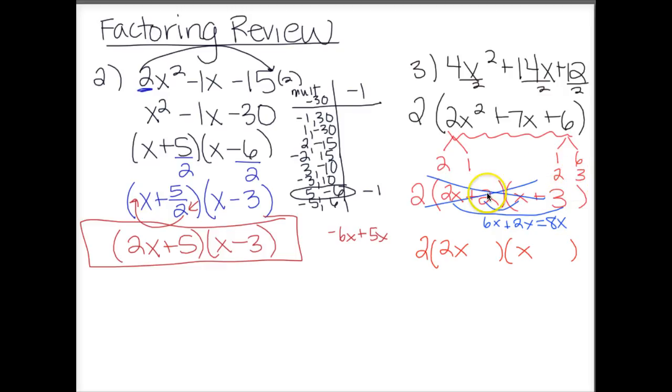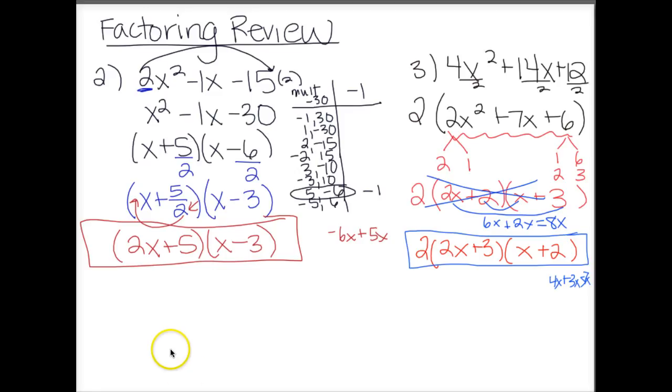So instead of putting the 2 with the 2x, I'm going to put the 3 with the 2x, and then check it that way. So outsides, 2x times 2 is 4x. Insides, 3 times x is 3x. That does equal 7x. So this is my factored answer because it does multiply back out to give me my original.